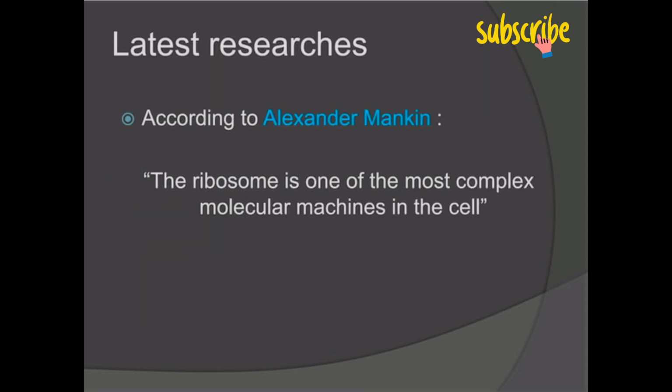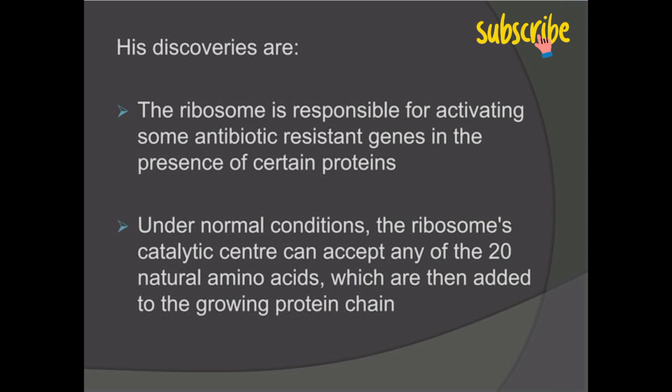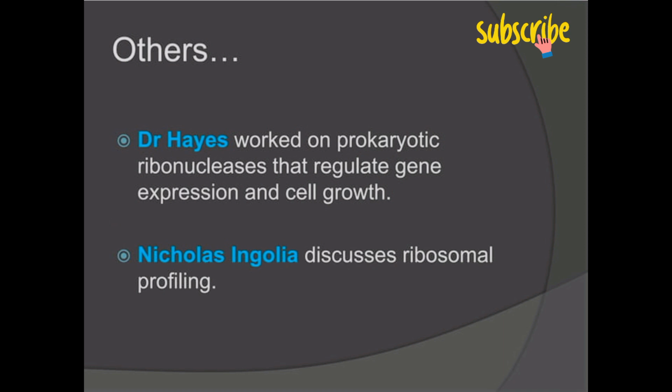Latest research in ribosomes. According to Alexander Mankin, the ribosome is one of the most complex molecular machines in the cell. His discoveries are that the ribosome is responsible for activating some antibiotic resistance genes in the presence of certain proteins. Under normal conditions, the ribosome's catalytic center can accept any of the 20 natural amino acids, which are then added to the growing protein chain. Dr. Hayes worked on prokaryotic ribonucleases that regulate gene expression and cell growth. Nicholas Ingolia discusses ribosomal profiling.